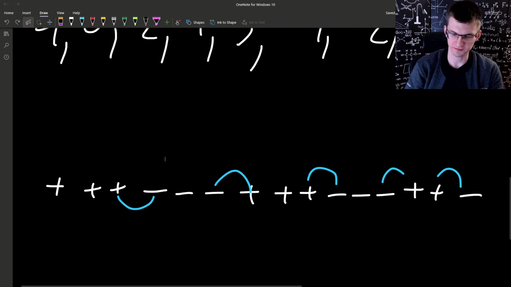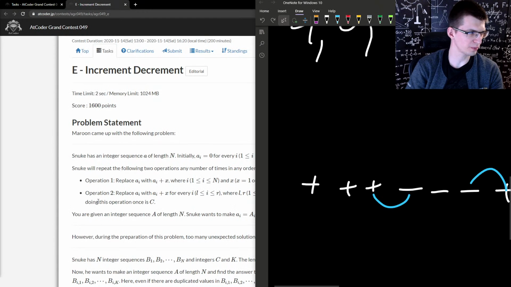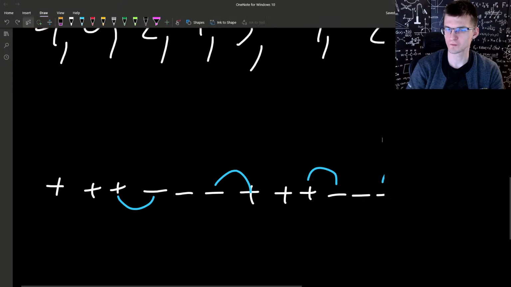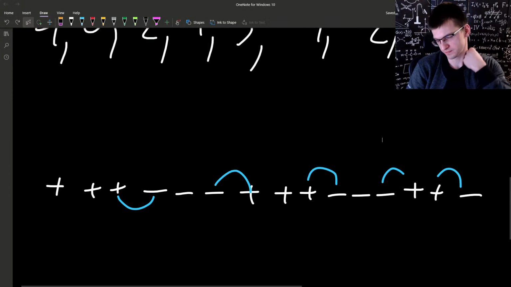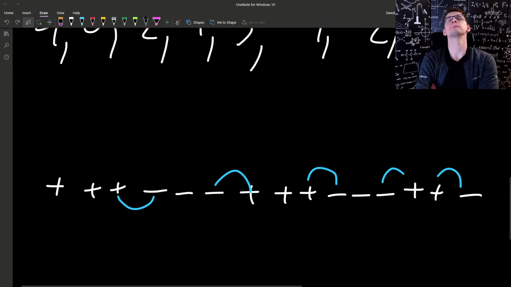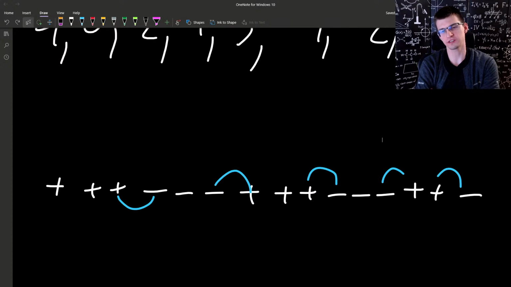Chat, any ideas? I'm solving this problem from Atcoder. Link is in the description. Or Google Atcoder increment decrement. The best people in the world solved it in around half an hour during a contest, so I'm not expecting to solve it in a few more minutes.